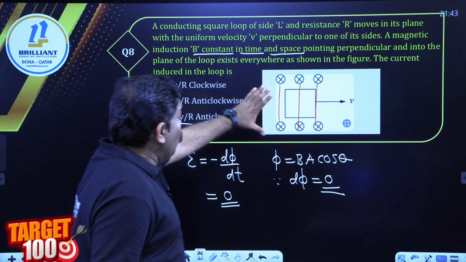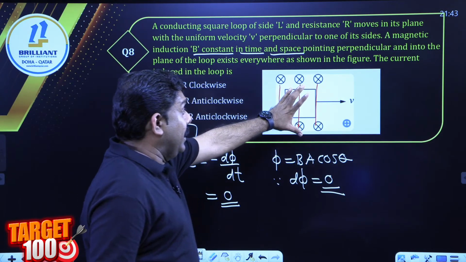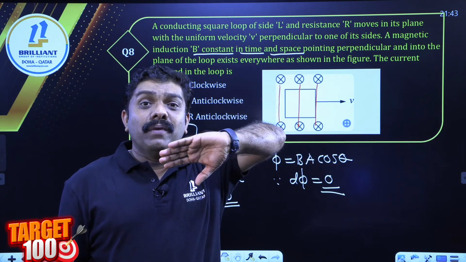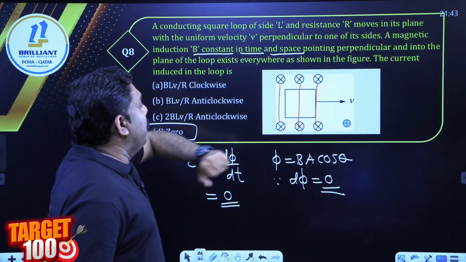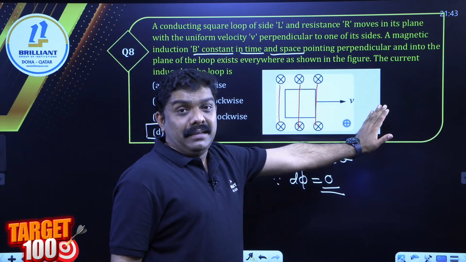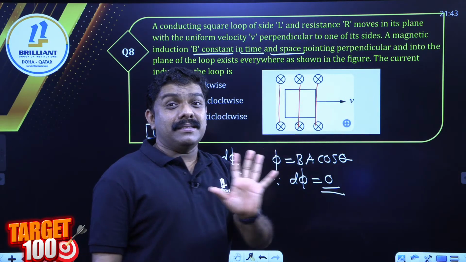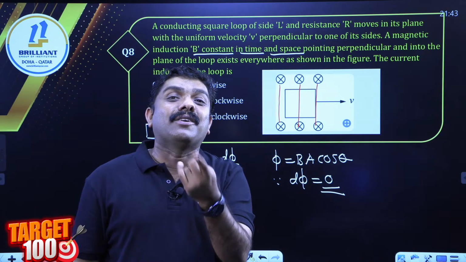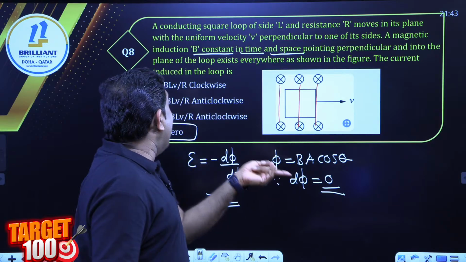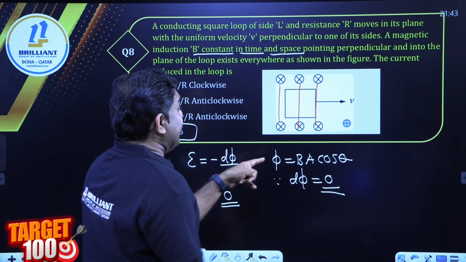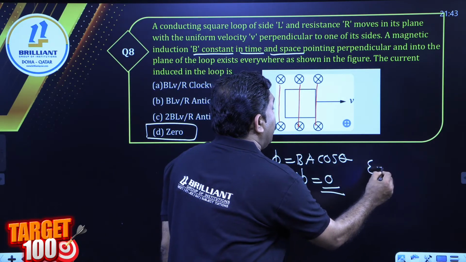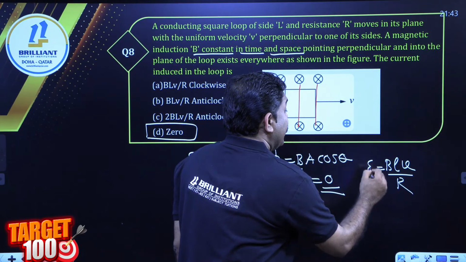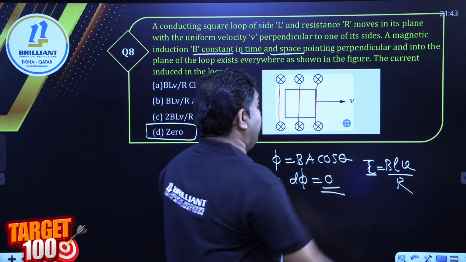When this loop is moving through the field, they are not saying it is moving out. If it is moving out, what will happen? The flux in the field is decreasing. So a decreasing flux means the induced current flows in the anti-clockwise direction, and the induced EMF will be BLV, and the current I equals BLV divided by R.